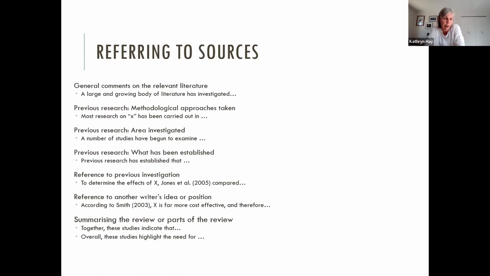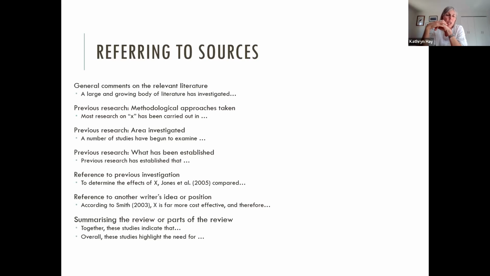What I've got here on this slide is basically just different examples of how we end up synthesising the literature that we get. So you don't need to do anything in particular with this, but I just wanted to give you these as examples of how when we write up a literature review, these are some ways that we may start some of our sentences. So sometimes we make general comments on the relevant literature. So a large and growing body of literature has investigated, and then we'd add some references at the end of that sentence. Sometimes we talk about the methodological approaches that have been taken by other people and other research.